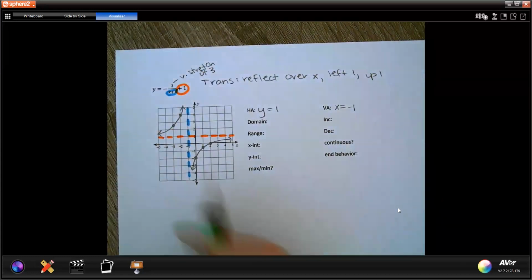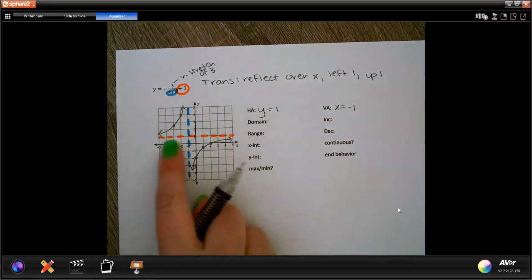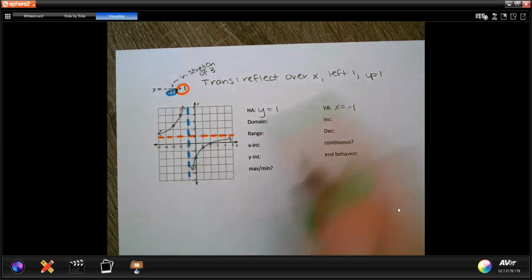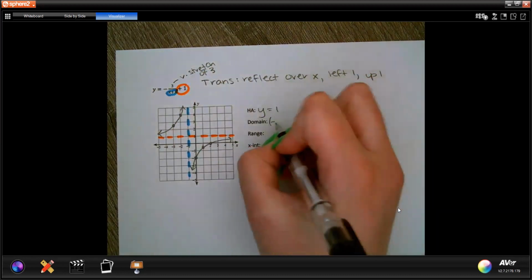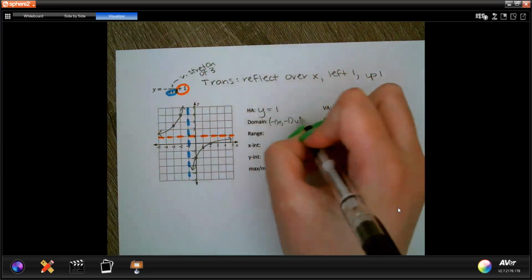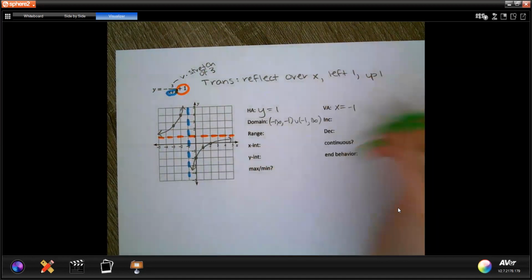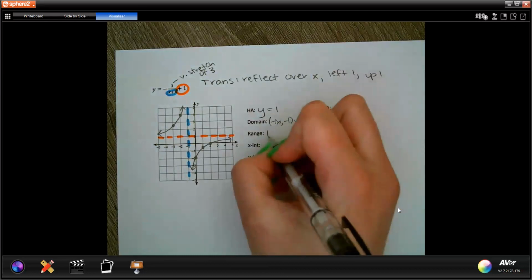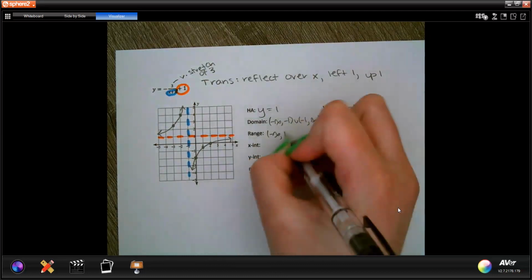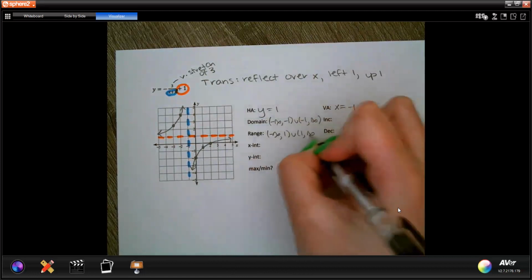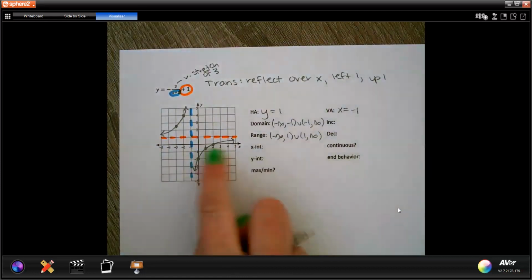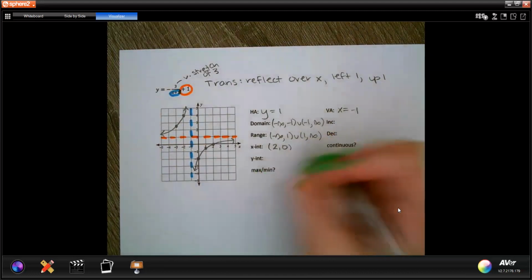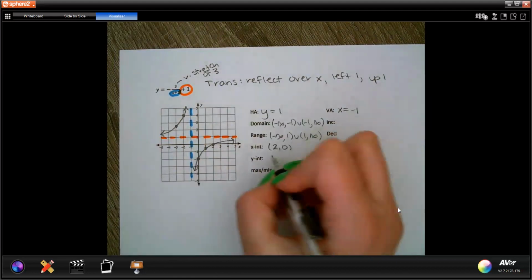All right, so domain is from left to right. I'm skipping this vertical asymptote. I'm skipping that x value of -1. So I say -infinity, skip -1. Range is up and down. I'm skipping that y value of +1. My x-intercept is 2, 0. That was easy. I already saw that on the graph. Y-intercept is 0, -2.